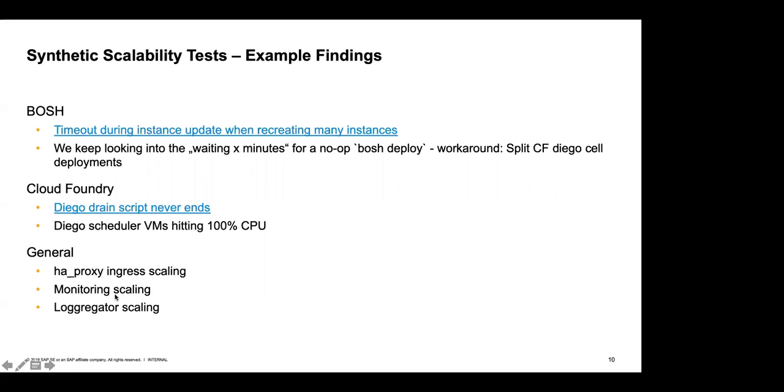Our monitoring of those system landscapes also at times couldn't cope with the number of metrics and the frequency of metrics that were reported by all the underlying Cloud Foundry components. So we had to scale that up. And then last but not least, as I mentioned, scaling the Loggregator infrastructure depending on the load that's put on it by the Cloud Foundry applications that are running there.